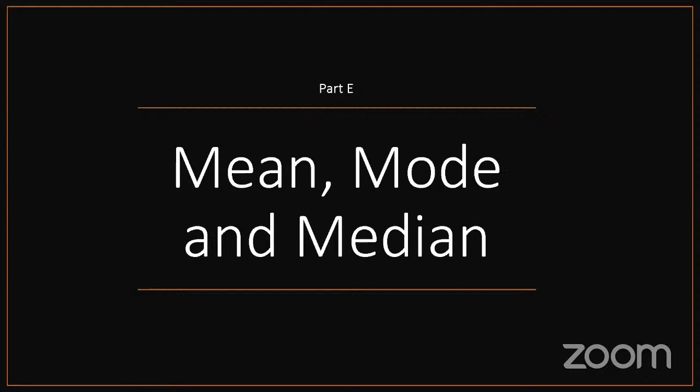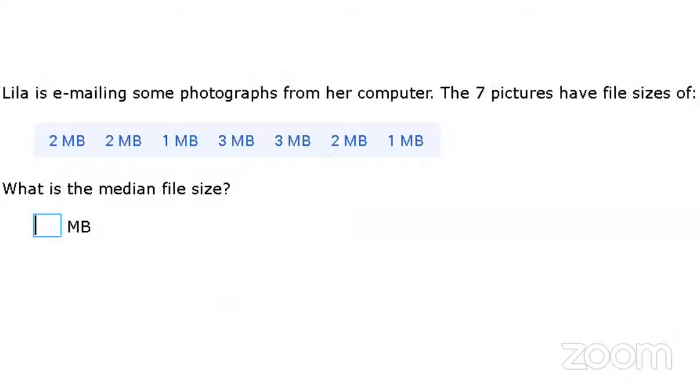So mean has to do with average. Mode has to do with the frequency. That means the value, or the object or the figure or the item, that occurs most frequently, while median is the number or value in the middle when we rearrange those values in descending or ascending order. Let's go to our first question.